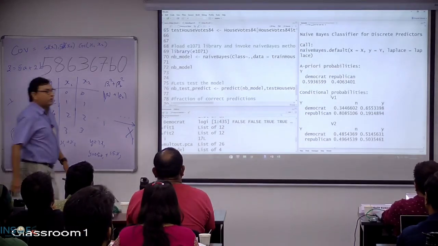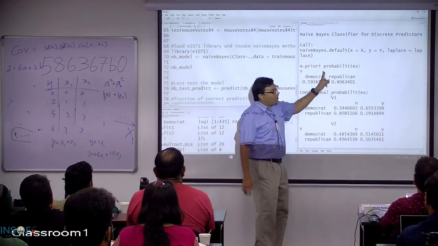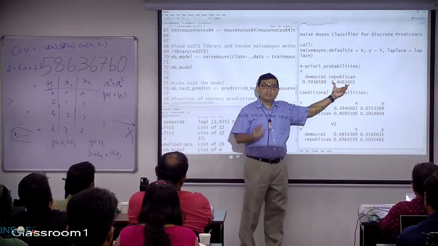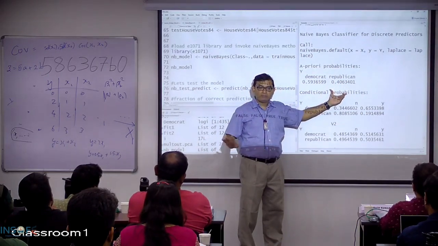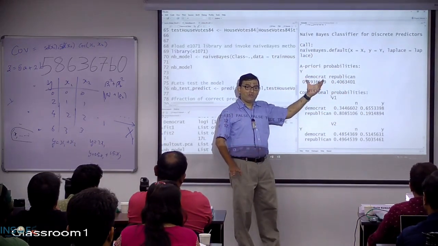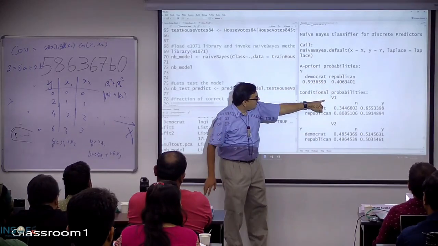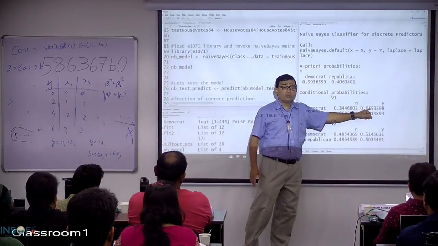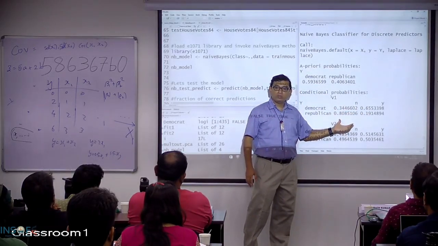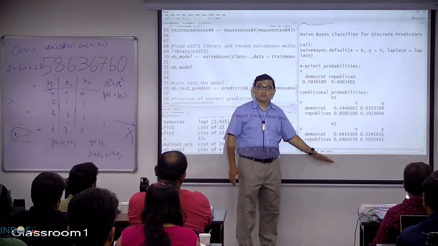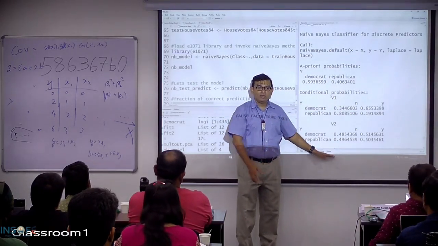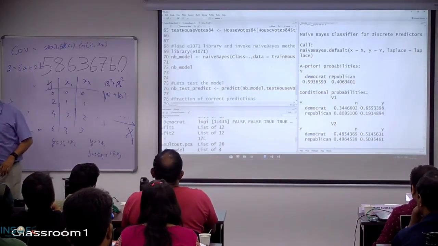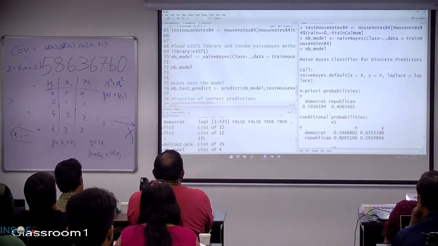So, what is stored in the model? A priori probabilities. What is the probability of being a Democrat? What is the probability of being Republican? These are the same steps we discussed in class. You give a prior probability, and then there are the conditional probabilities for vote 1. How did the Democrats vote? How did the Republicans vote? Yes or no? For each of those voting issues, it computes these conditional probabilities. And when you ask it to predict, it does the same multiplication we had to do, and it gives you that particular prediction.